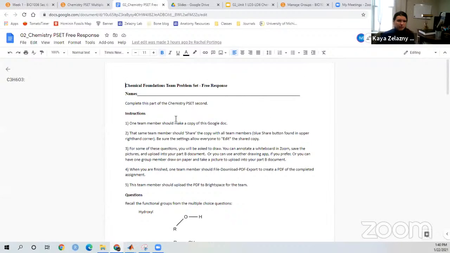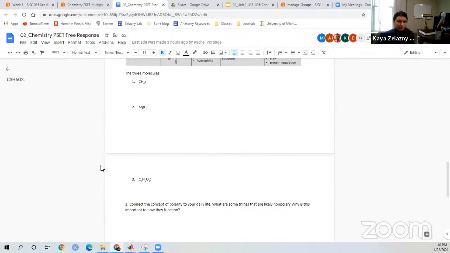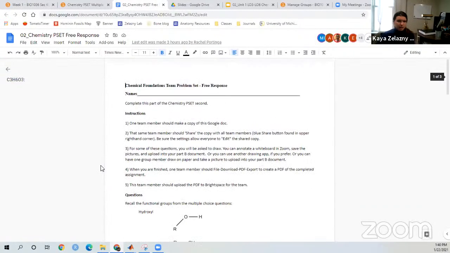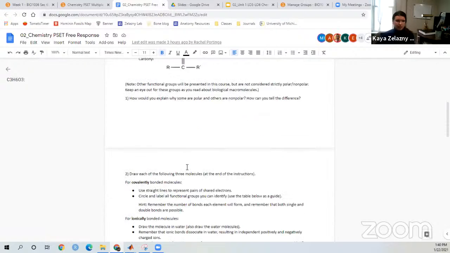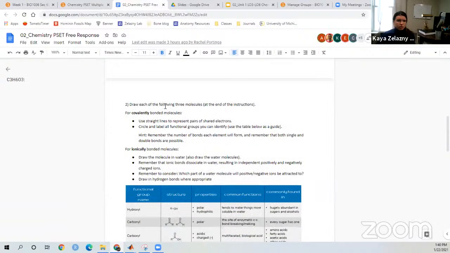Okay, so the first part of this problem set is going to have some multiple choice questions. And then the second part is the free response. So this is the document you're going to copy and work on together. It's going to ask you to write out some answers, and we're also going to be asking you to draw some molecules.